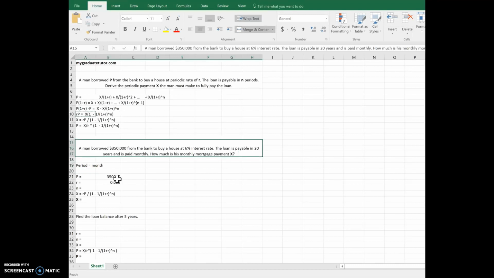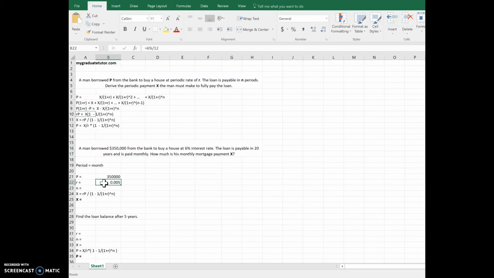So your interest rate here is 6% per year. So you want to have a monthly interest rate. And n here is the number of periods. So if you have 20 years, this will be 20 times 12, which is 240 periods, or 240 months. Now we derived this formula earlier, so we just have to plug it in. So we say r times p, divided by 1 minus 1 all over 1 plus r raised to n. Okay, and your n is 240.